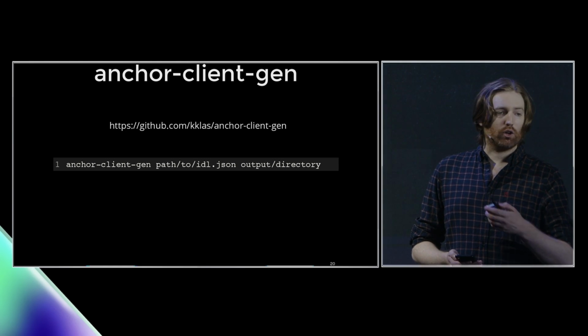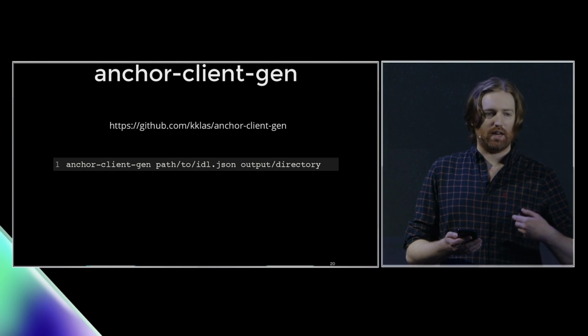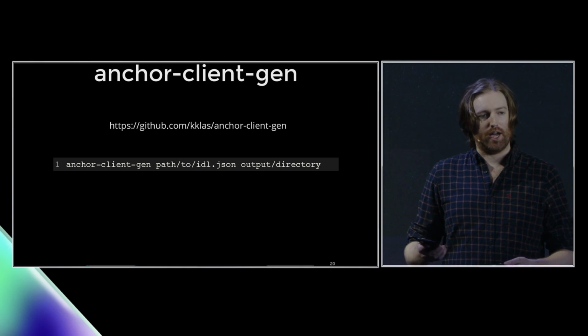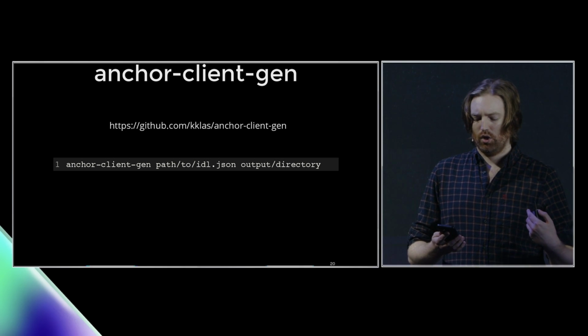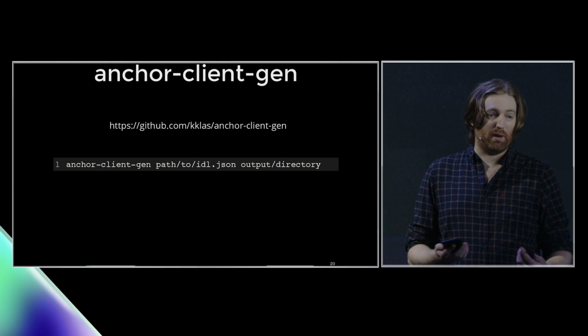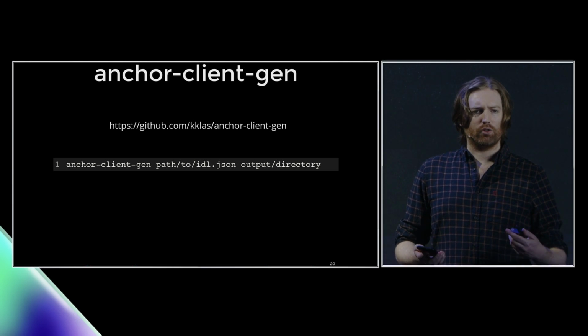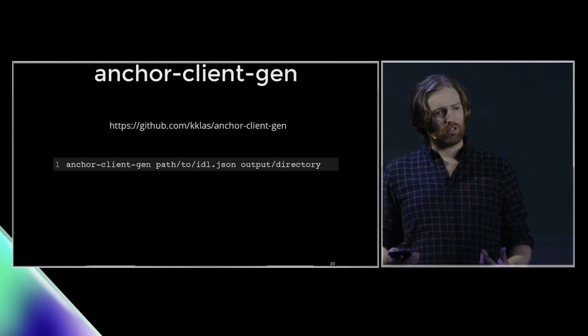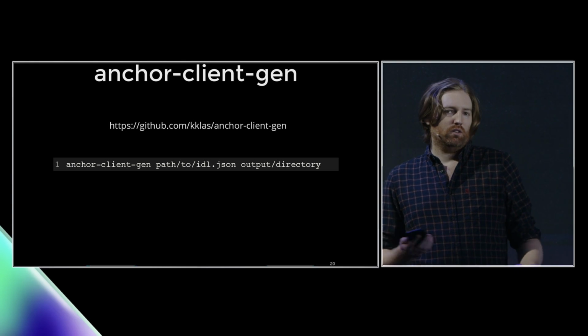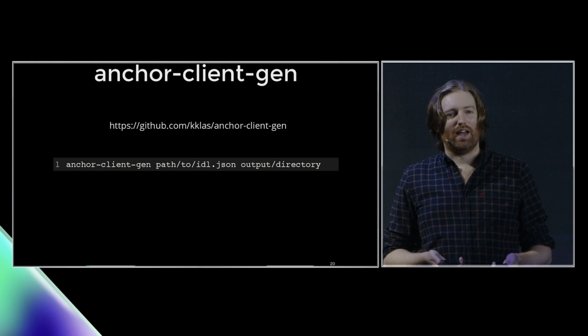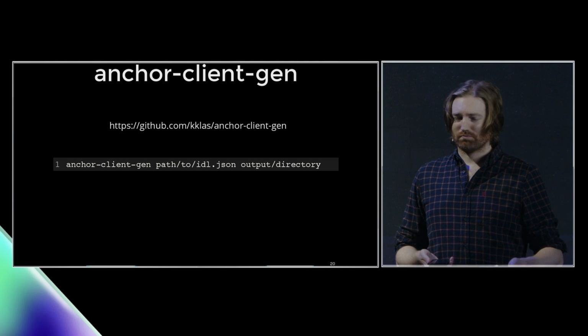So it's called Anchor Client Gen. What it does is it's a static client generator from an IDL. And what you get from that is just better errors, really. I think the errors from the native Anchor are a little bit less clean just because of how the TypeScript works. And when you have a static client gen, it looks nicer.